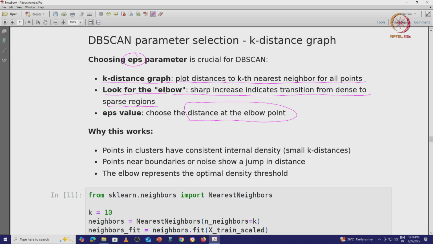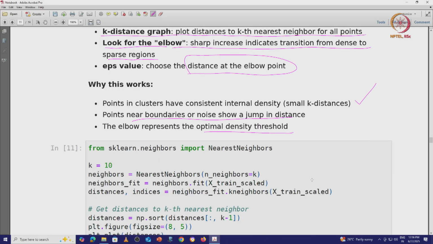Alright, so this works because points in clusters have consistent internal density, or at least that's what we want them to have, and points near boundaries or noise, or outliers, show a jump in the distance, right? And finally the elbow represents the optimal density threshold, right? So again, this is a heuristic technique. Depending on your data set, you may want a slightly different value.